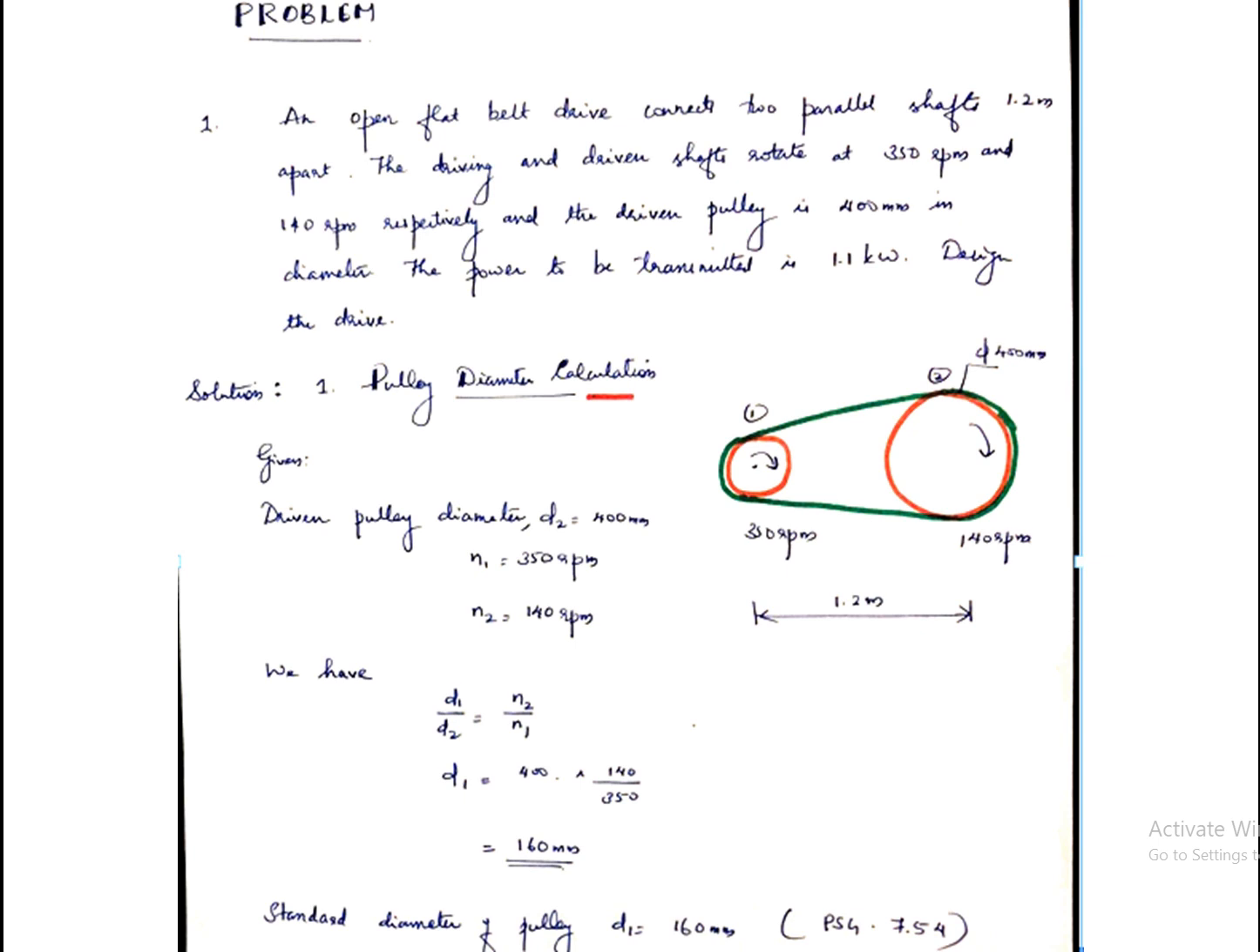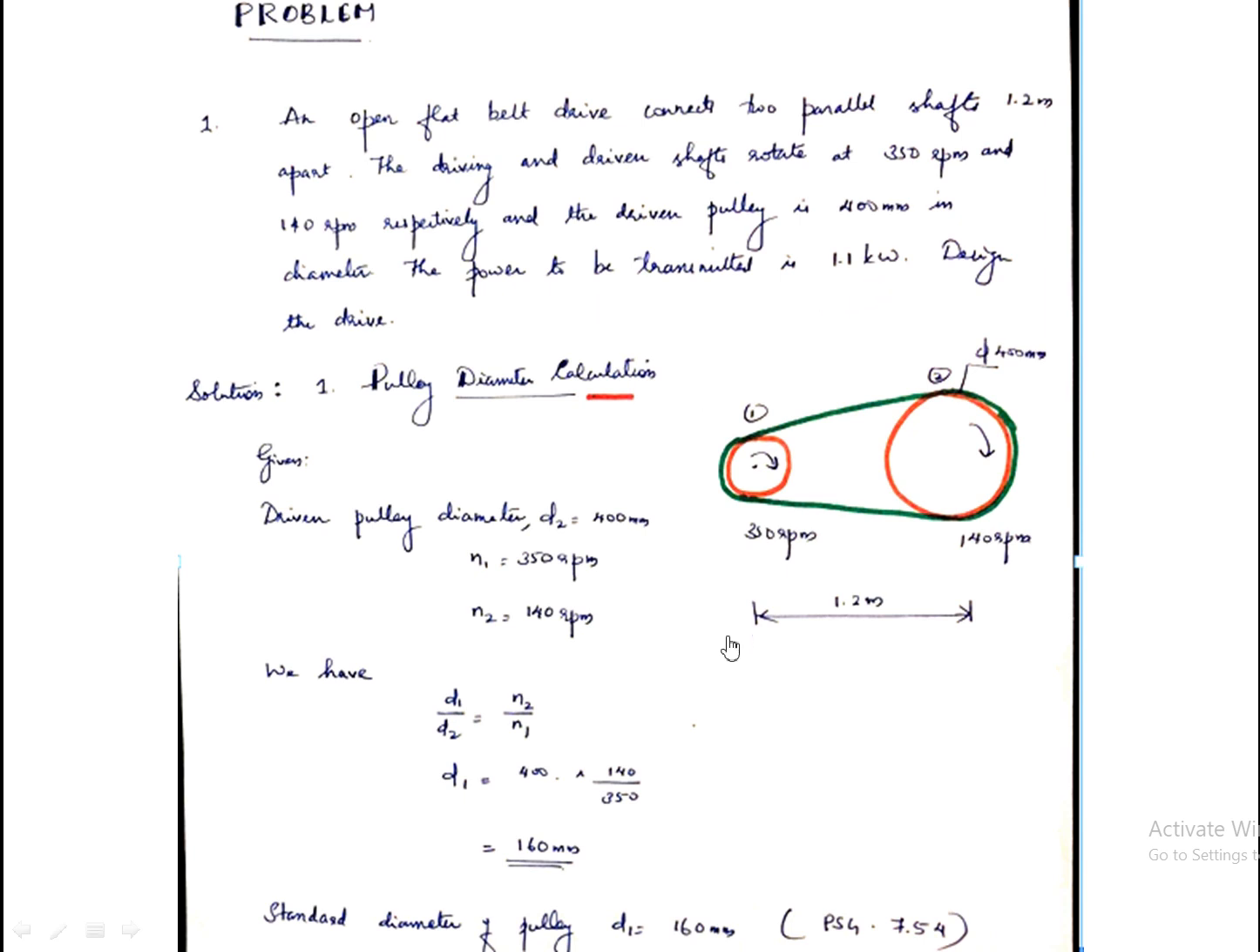Okay, the problem states something like this: you have an open flat belt drive, connects two parallel shafts. Okay, an open flat belt. This is one of the conditions. Open belt, this is an open belt. So that is one of the conditions. An open flat belt drive connects two parallel shafts 1.2 meter apart. That means the center distance is 1.2 meter. Okay, the driving and driven shafts rotate at 350 rpm and 140 rpm. Okay, your rpm or the n1 and n2 are given. Okay, and the driven pulley is 400 mm in diameter, and the power transmitted is 1.1 kilowatt.